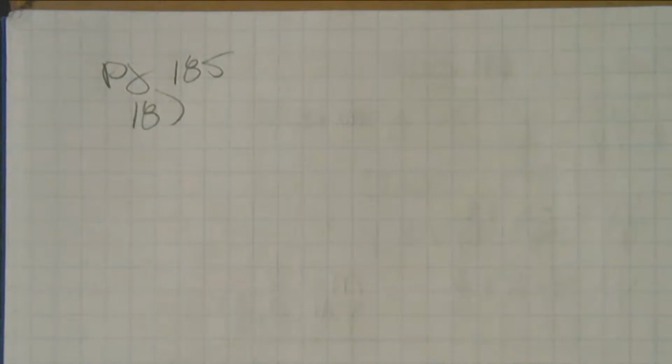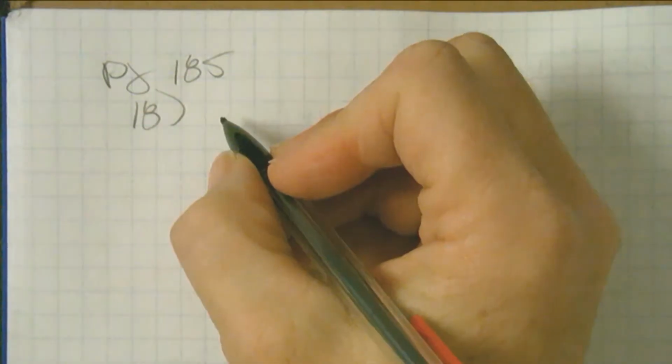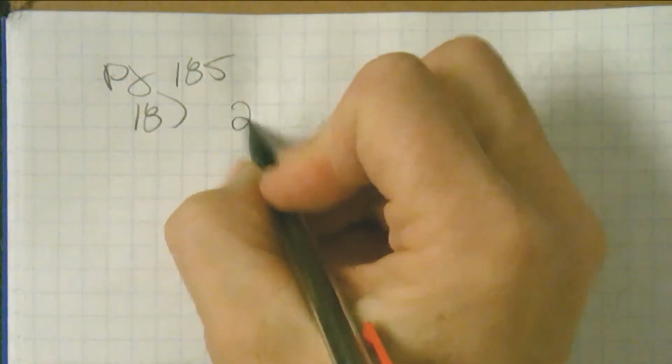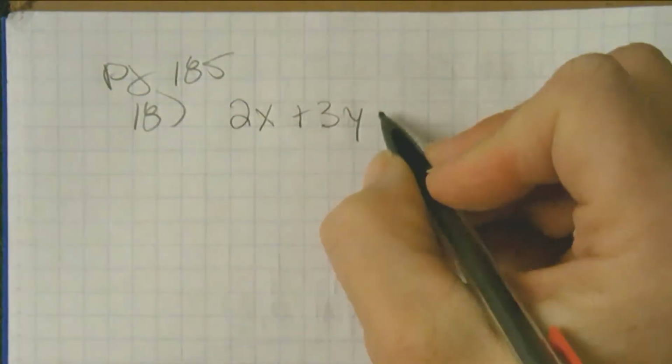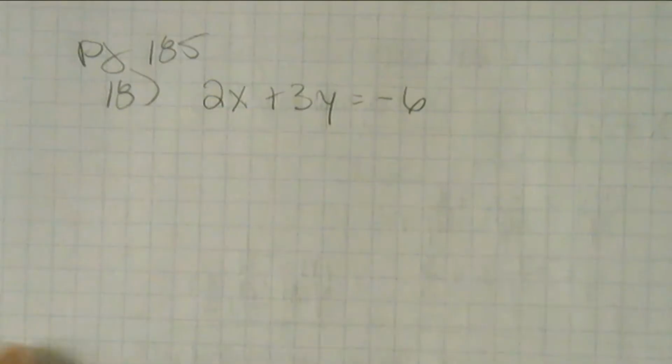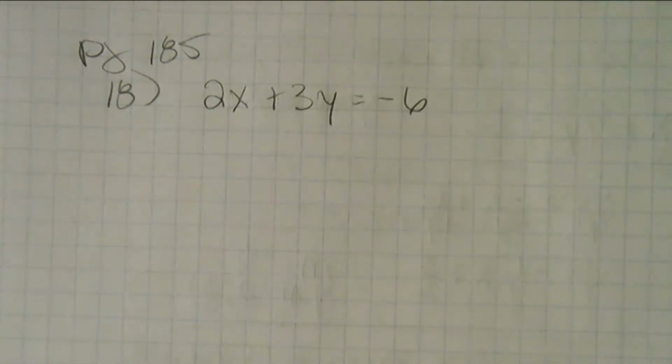18. Okay, so 18 gave us this graph. So they gave us this equation. So 2x plus 3y is equal to -6. And they asked us to match the equation to the graph.